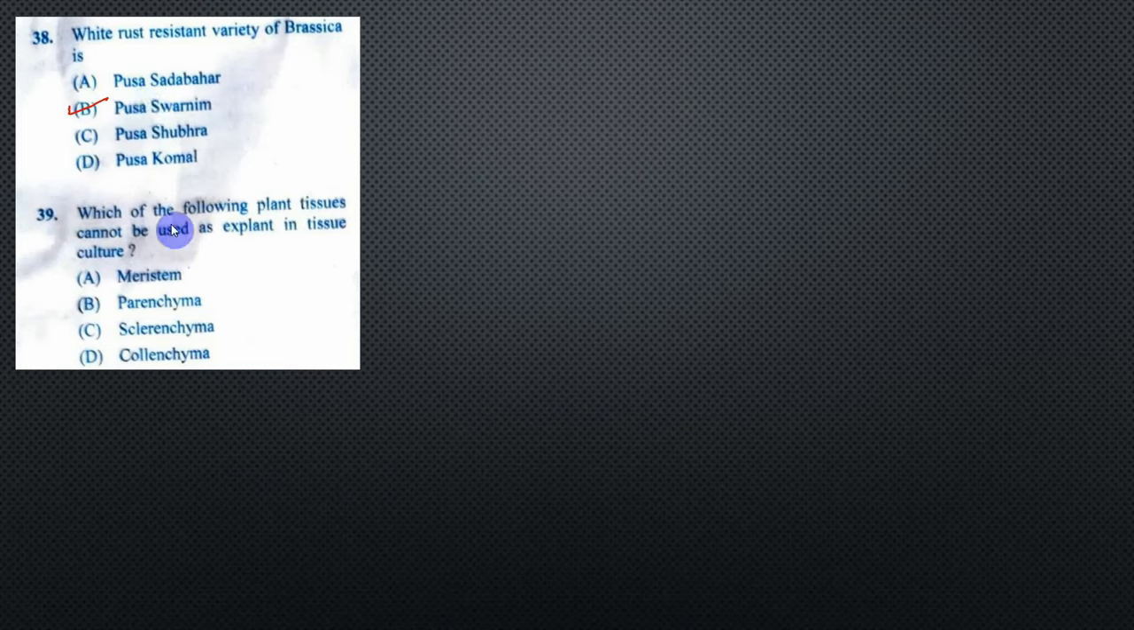So the 39th question we are having, which of the following plant tissues cannot be used as explant in the tissue culture? So the options are A meristem, B parenchyma, C sclerenchyma, D collenchyma. The answer is sclerenchyma, because sclerenchyma is basically a dead tissue.